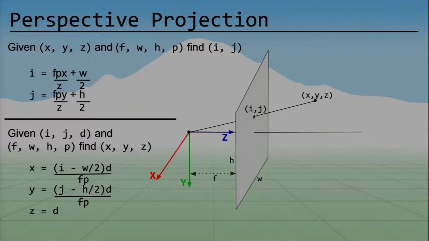So this is going to be super important to understanding how stereo works. But basically, the idea is we can go back and forth. Given the depth value, we can go back and forth between 3D points and pixel coordinates.